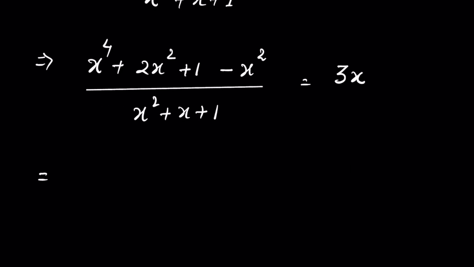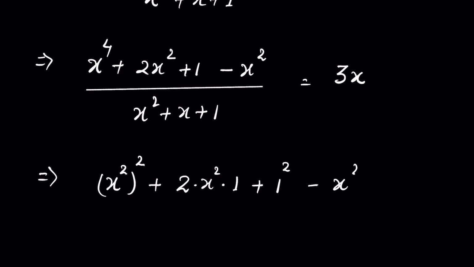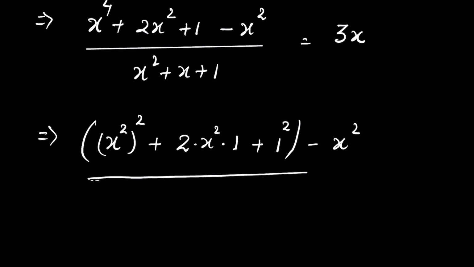Now x to the power 4 we can write as x to the power 2 then whole to the power 2, plus 2x square as 2 times x square times 1, plus 1 as plus 1 square, then minus x square. If we write these together and then write minus x square, there won't be any difference. Then upon x square plus x plus 1 is equal to 3x.